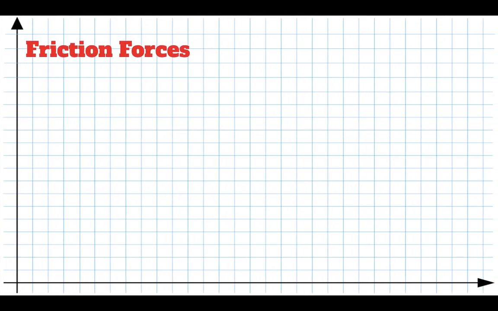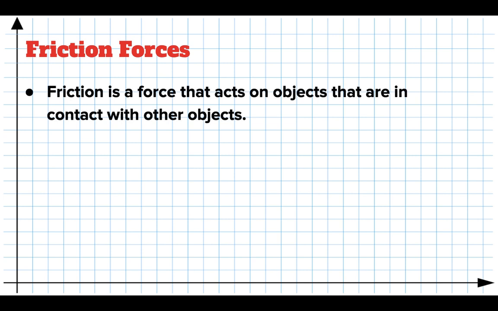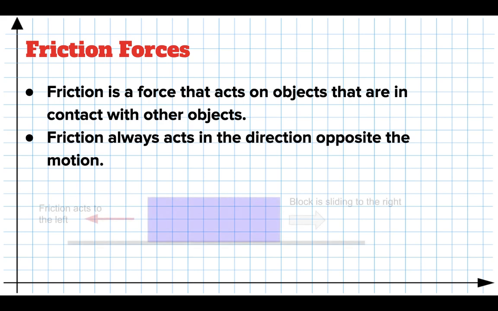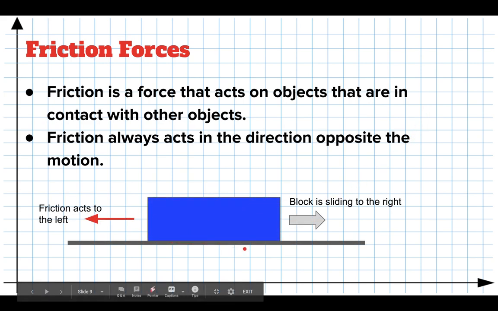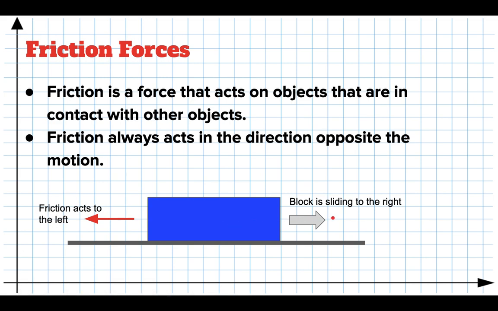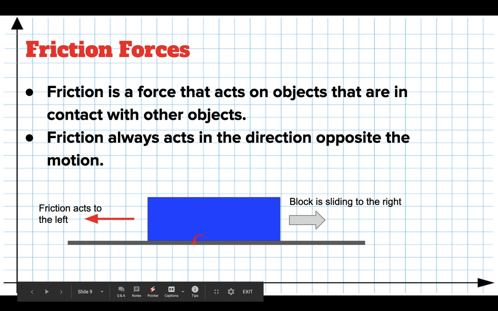Another force is friction forces. Friction forces act when objects are in contact with one another, and they're always in opposite directions. So if I had a box on the floor, and the box was sliding to the right, then friction would act to the left. If the box was sliding to the left, friction would act to the right. So friction always opposes motion, and it happens when two surfaces are in contact with each other.